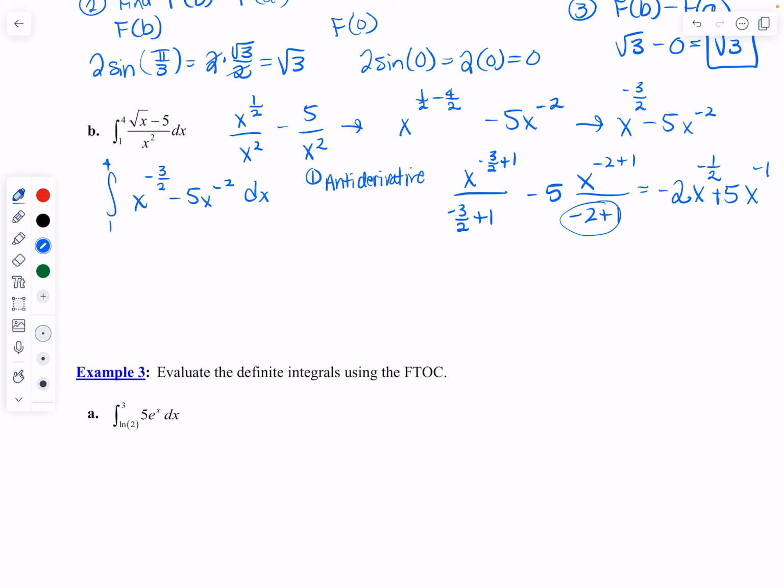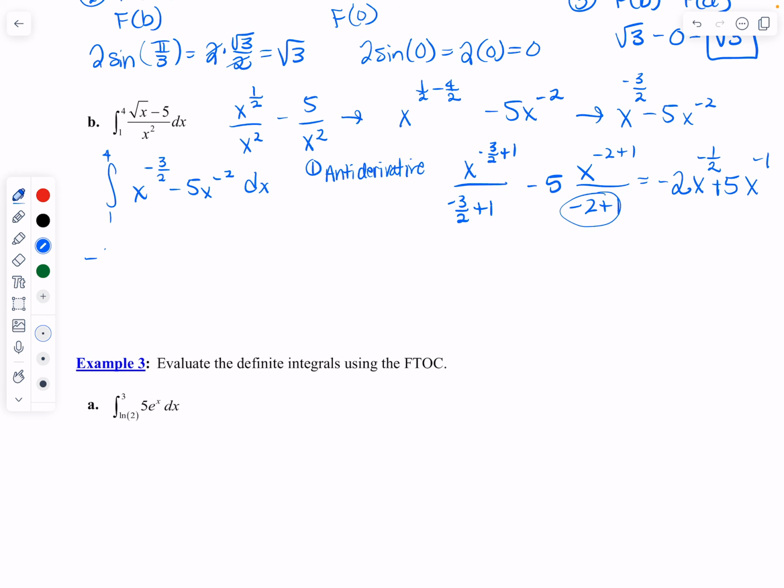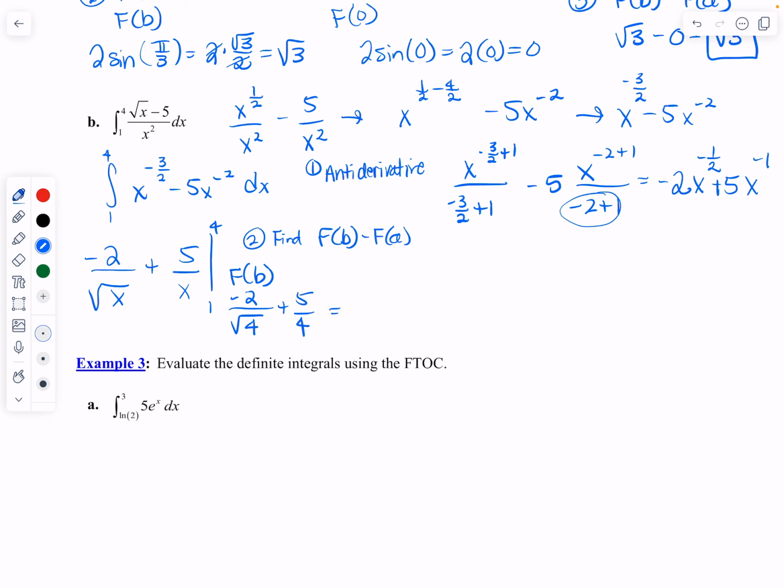Okay, I'm going to write this out because I have to plug in stuff. So this is going to look like this: negative 2 over the square root of x plus 5 over x. And I'm plugging in the values from 1 to 4. So step 2, find F at b minus F at a. So let's go after F at b first. So I plug in 4. So negative 2 over the square root of 4 plus 5 over 4. So this becomes negative 2 over 2 plus 5/4.